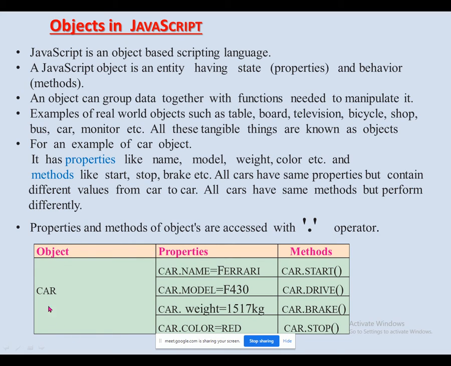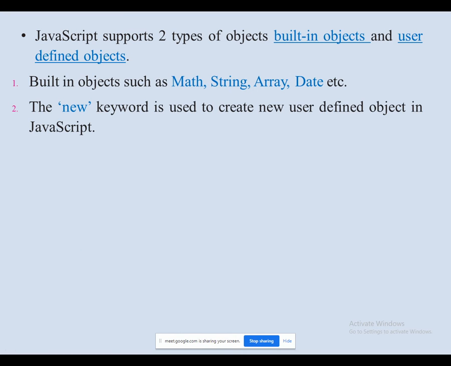Car is just an example of an object they have given. Okay, now we'll move to the next slide. JavaScript supports two types of objects, built-in objects and user-defined objects. Okay, is it clear? Again, JavaScript supports two types of objects. Questions may come: what is that? JavaScript supports the following types of objects.